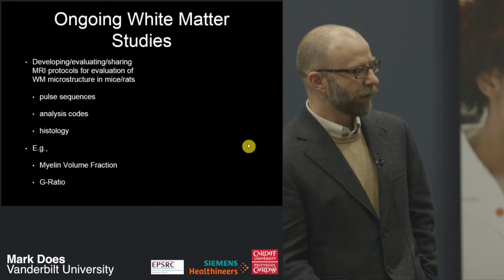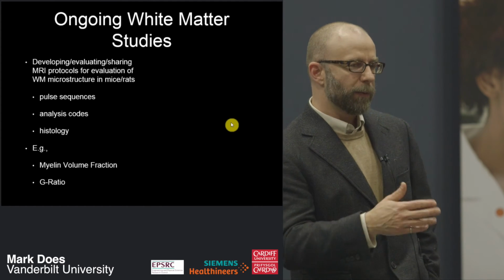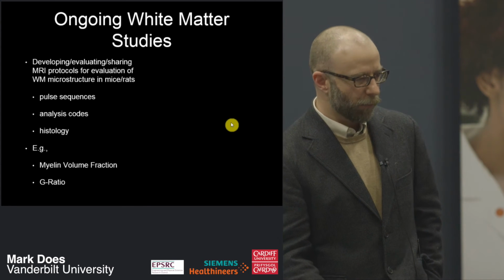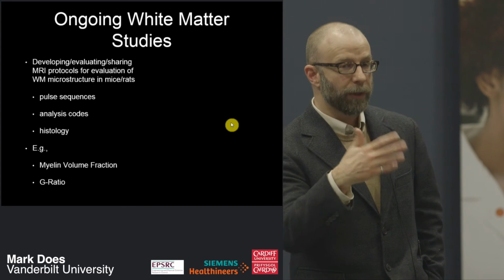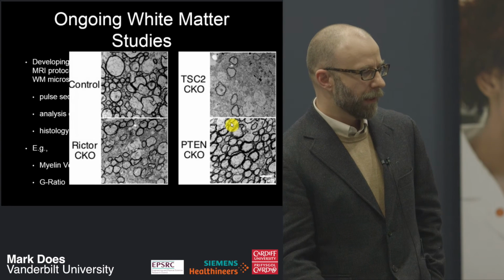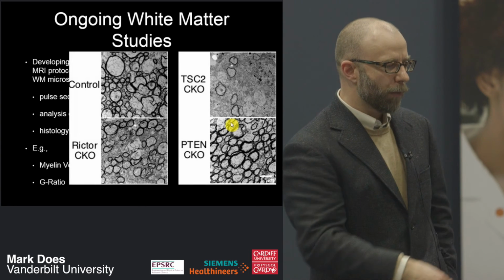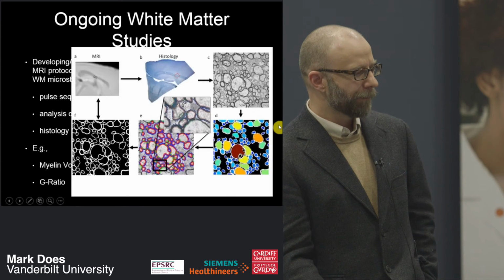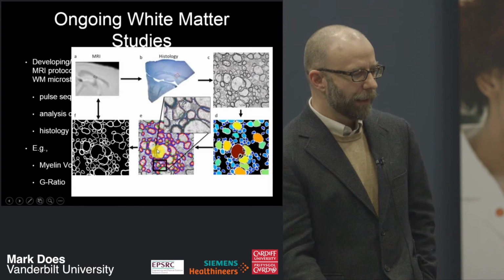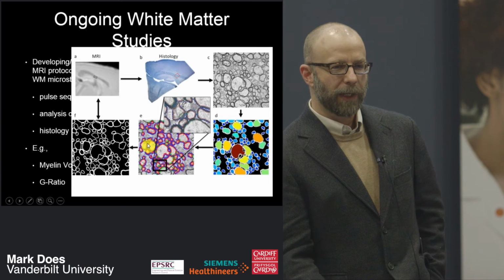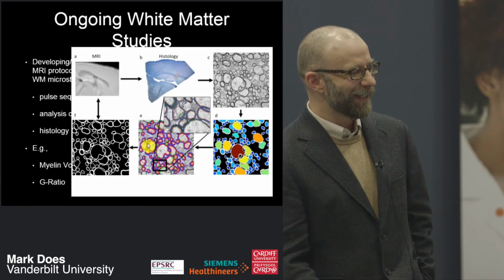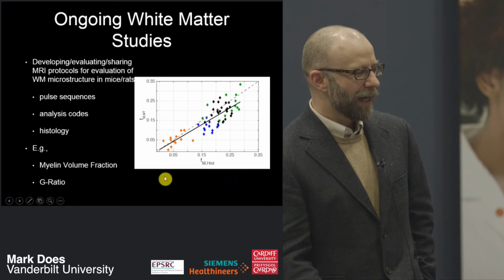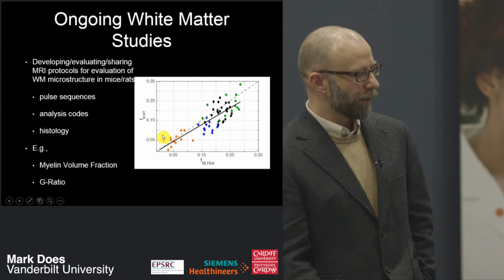And we have a project right now where we're writing pulse sequences, analysis codes, collecting histology on a bunch of different animal models, and the idea is to create a resource that everyone can use. So, we're using different genetic models of mice that have different characteristics of white matter. We're doing some fairly tedious, and when I say we, I mean students of mine, fairly tedious, exhaustive, quantitative histology to evaluate them. And we've got results so far that are pretty promising.